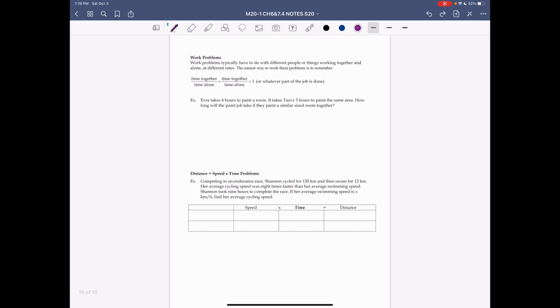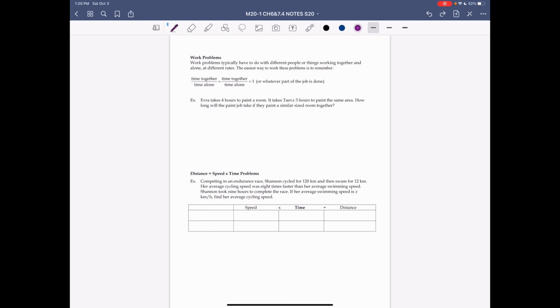Work problems typically have to do with different people or things working together and alone at different rates. The easiest way to work these problems is to remember that the ratio of time together over time alone for person A or item A, plus time together over time alone for person or object B, equals 1, or whatever part of the job is done. So if half the job is completed, it would equal 1/2.